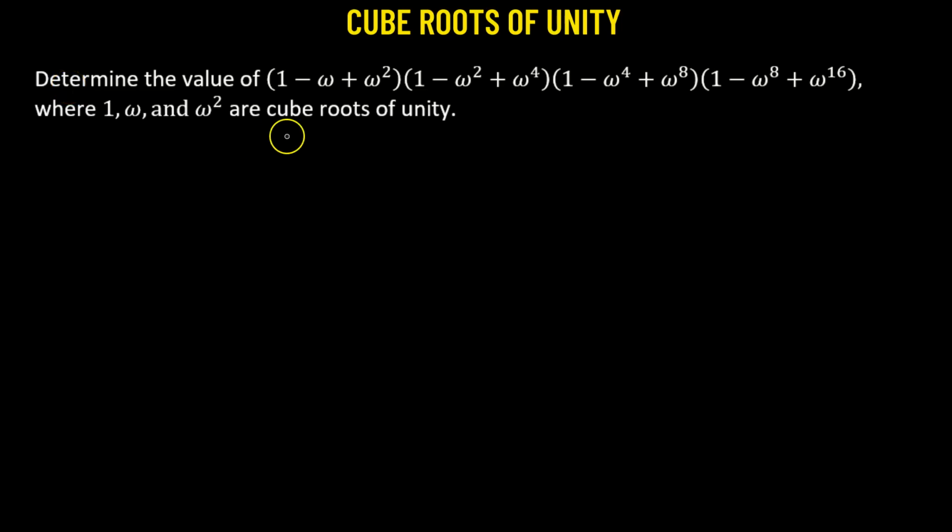In this problem, we need to obtain the value of this given expression, provided 1, omega and omega square are the cube roots of unity. So let's begin. First, we'd like to state two properties.